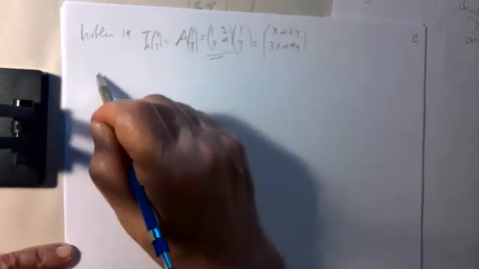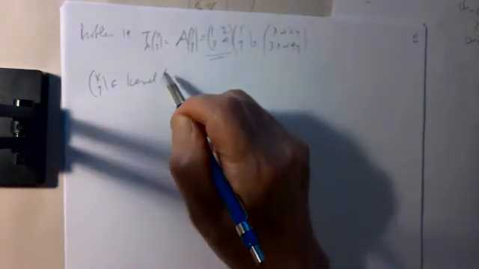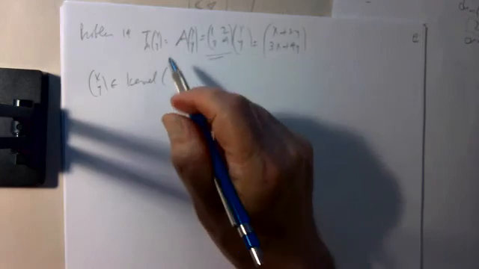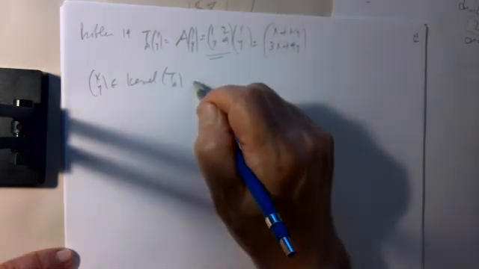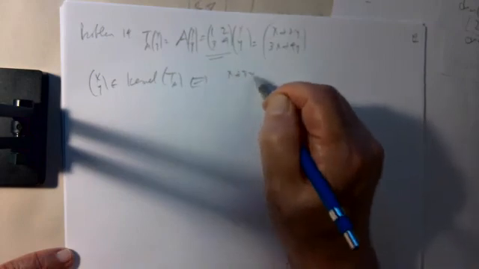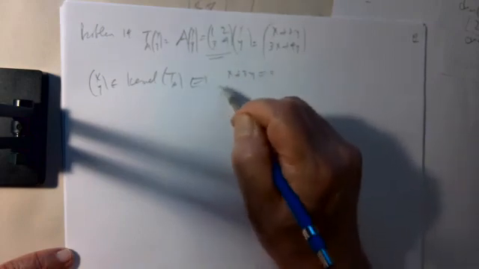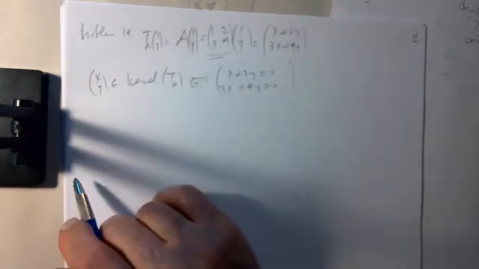So what is the kernel? The vector (x, y) is in the kernel of T if and only if this is the 0 vector. x plus 2y equals 0, 3x plus 4y equals 0. So I have to solve these two equations in two unknowns.